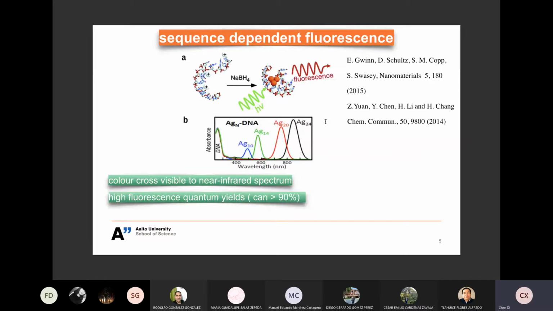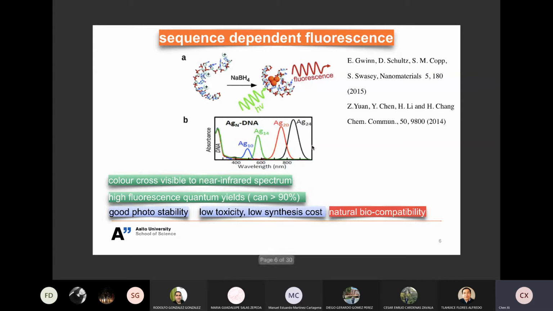In our group, we are most interested to study DNA silver clusters because these clusters have this sequence-dependent fluorescence. Which means if we choose a different DNA, it can form clusters of different size, and they can have a different fluorescence color from blue, green, red to the near-infrared region. And also some of the clusters can have very high fluorescent quantum yield.